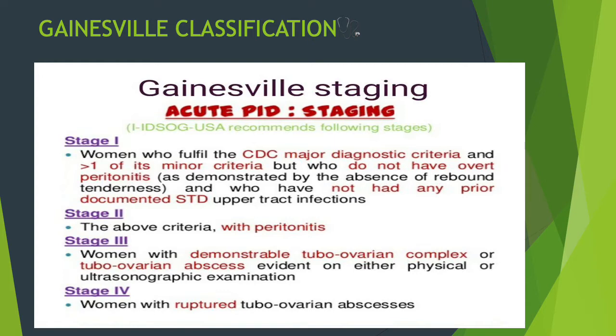They will fulfill the CDC major diagnostic criteria and more than one of its minor criteria, but they don't have overt peritonitis. Stage 2 is essentially the above with peritonitis or late salpingitis and peritonitis. Stage 3 almost always have evidence of a pyosalpinx, a tubo-ovarian mass, or tubal occlusion, either physical or ultrasound examination. And stage 4 is generally a ruptured tubo-ovarian abscess or tubo-ovarian complex with generalized peritonitis and septicemia.